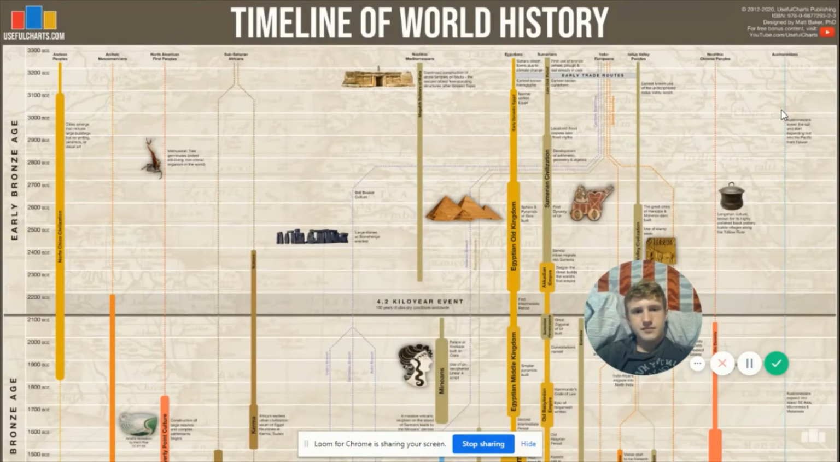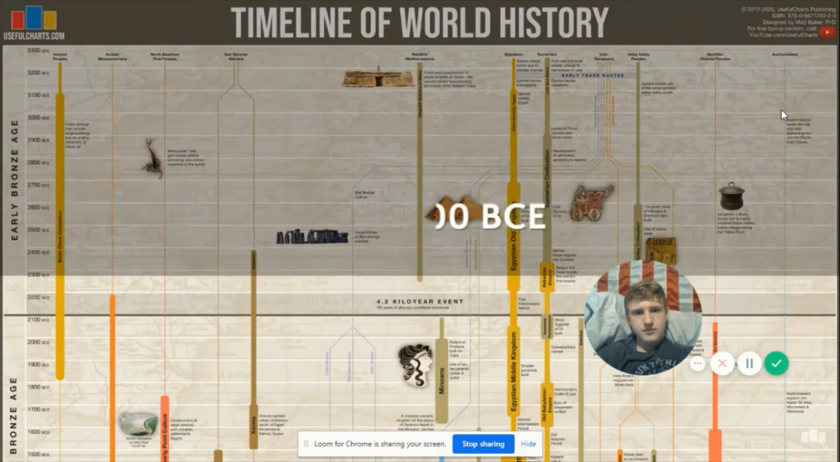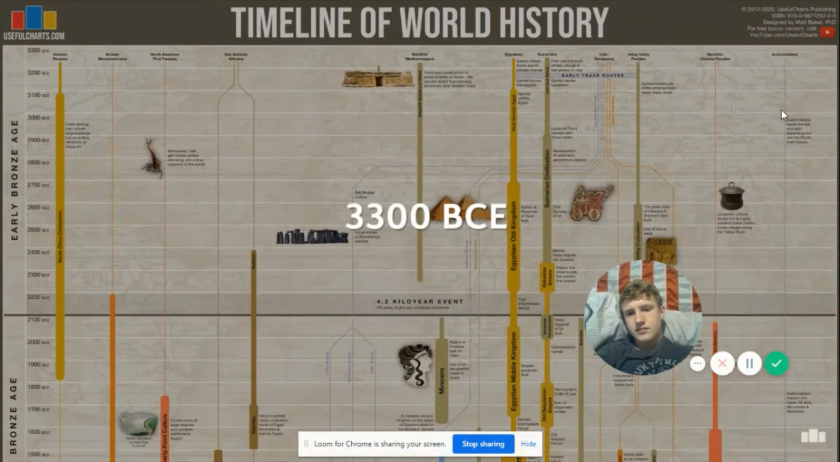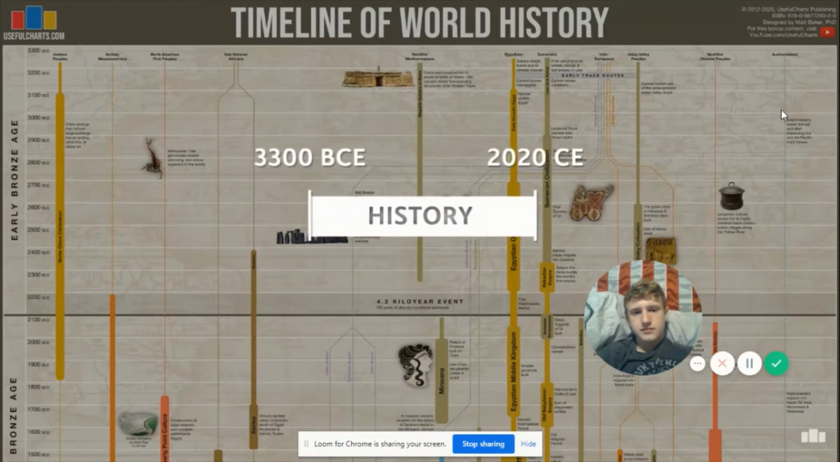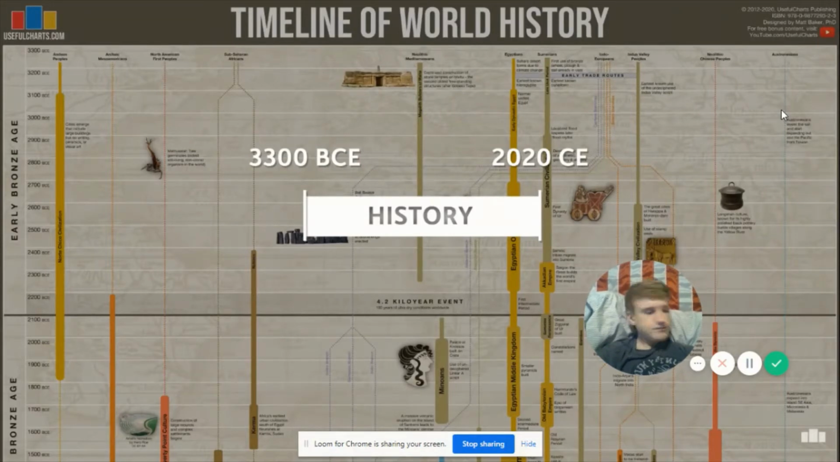Well, on this chart, I've used the year 3300 BCE as my starting point. The reason for this is that this is approximately when writing first appeared. The basic idea is that without written records, we can't have history. Therefore, everything before the emergence of the first writing systems is best categorized as prehistory.